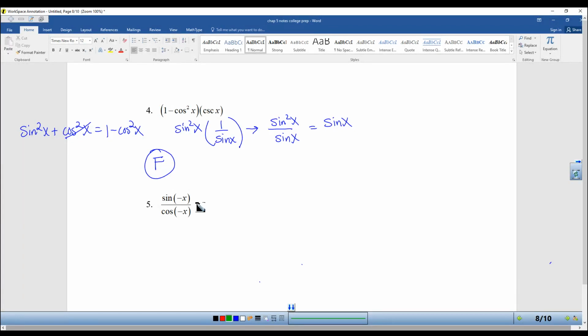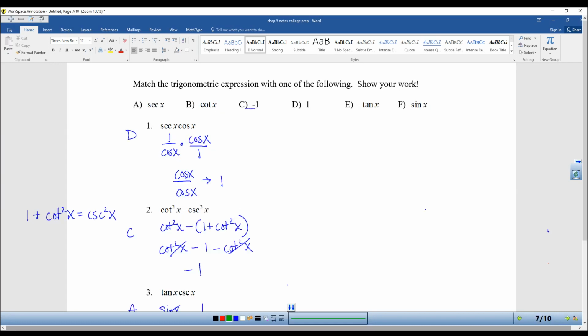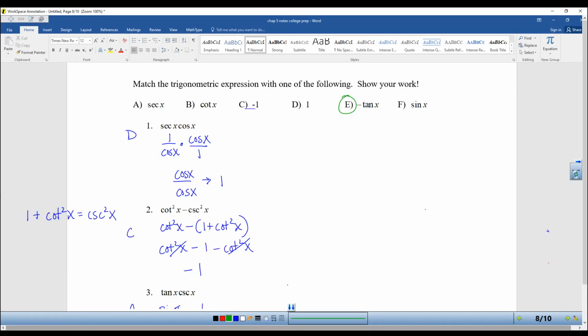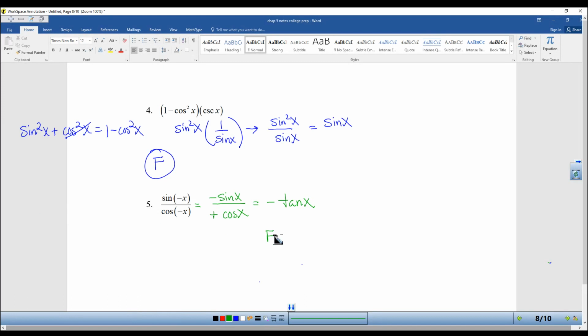So this brings back a rule we learned way back at the beginning of the video, which is that sine of negative x is the same as negative sine of x, but cosine of negative x is the same as positive cosine of x. And something we haven't used in a while is that tangent is sine over cosine. So this becomes negative tangent of x. Let's see if that's there or if I need to rewrite it. Nope, it is there. And if it hadn't been negative, I would have gone back and looked to see if I had made a mistake. Okay, what was that, E? I missed it. Yep, E.